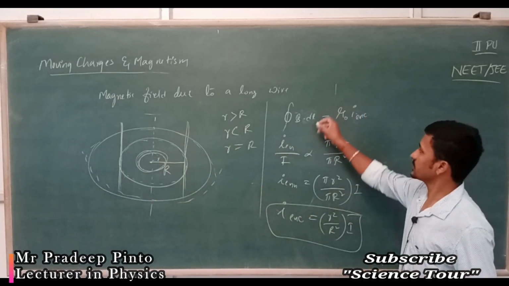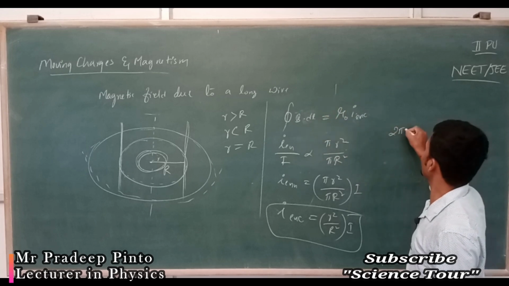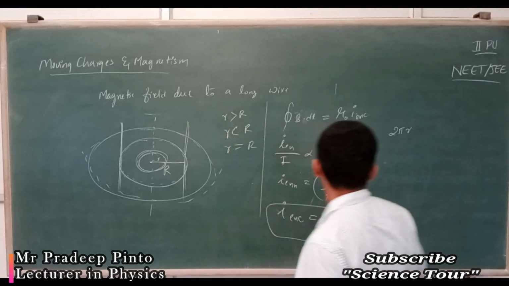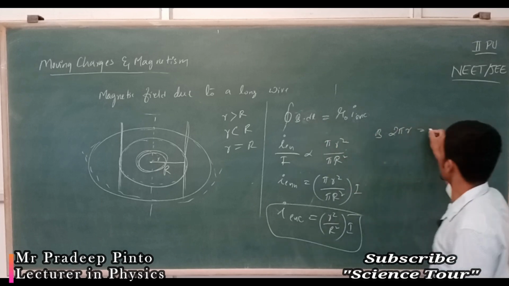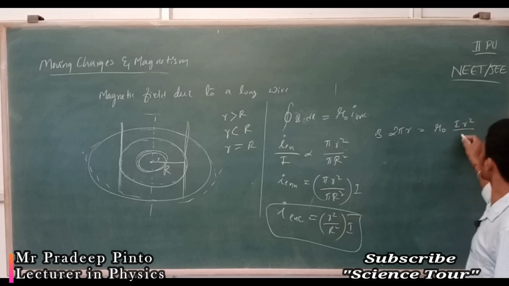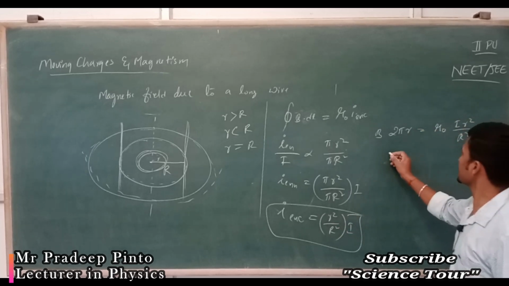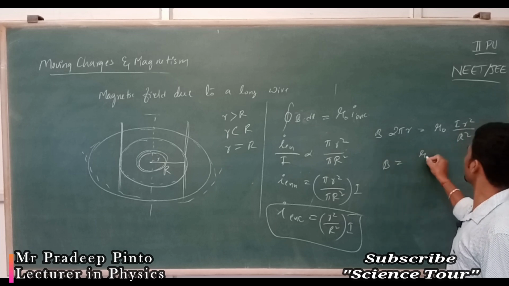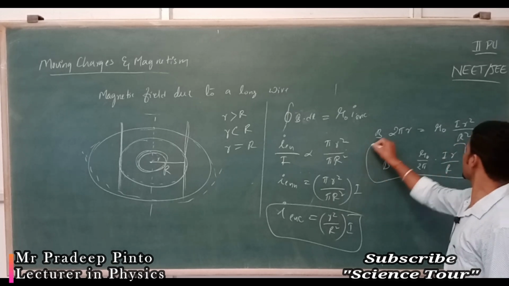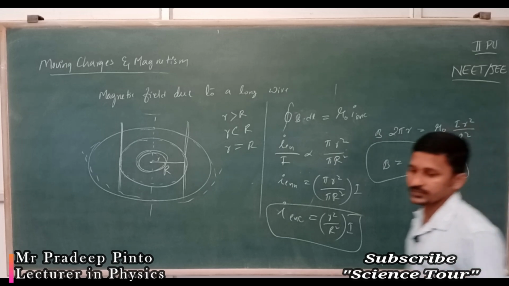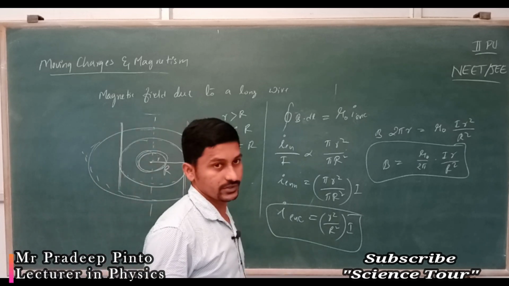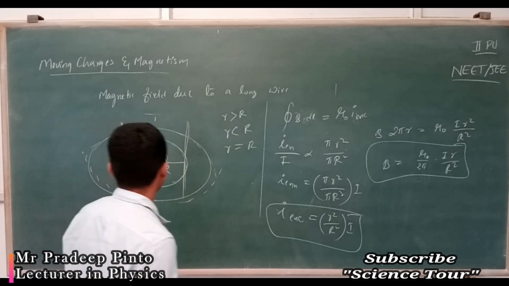Now if you apply it here, ∮B·dl is B times 2πr, which is equal to μ₀ into I r² divided by R², and r cancels. So you are going to get B equal to μ₀ divided by 2π into I r by R², that is μ₀Ir/2πR². So this is the general equation, but what are we actually going to get?